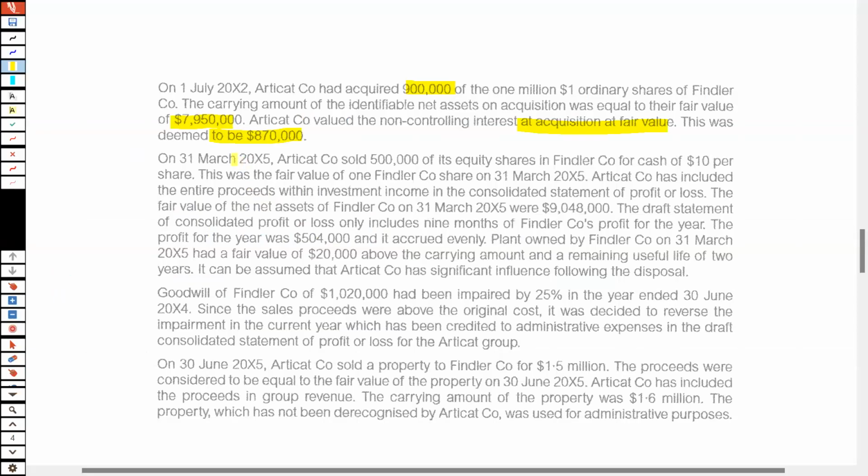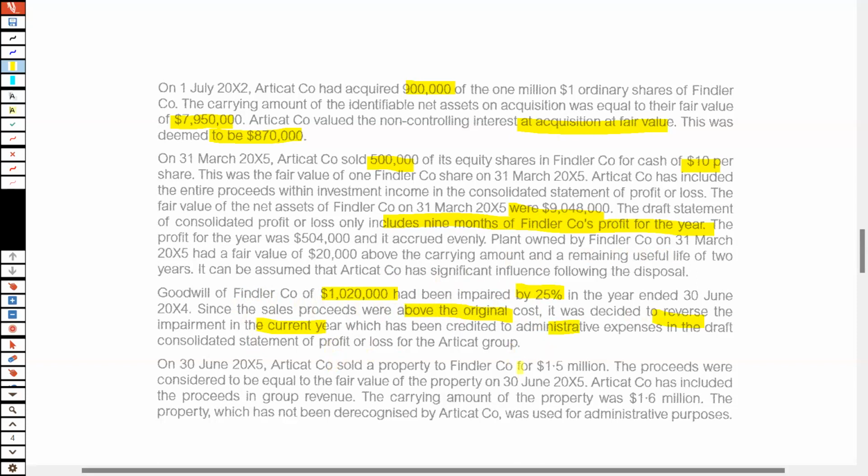It says on 31st March 2005, R-Ticket sold 500,000 of its equity shares in Findler for a cash of this. This was the fair value of one Findler share. R-Ticket has included the entire proceeds within the investment income in the consolidated statement of profit or loss. The fair value of net assets were so and so. The draft financials include only 9 months of Findler's profit for the year, and it accrued evenly. The goodwill of Findler had been impaired by 25% in the year ended so and so. Since the sale proceeds are above the original cost, it was decided to reverse the impairment in the current year, which has been credited to administrative expense in the consolidated P&L.